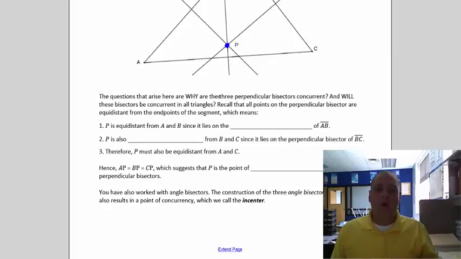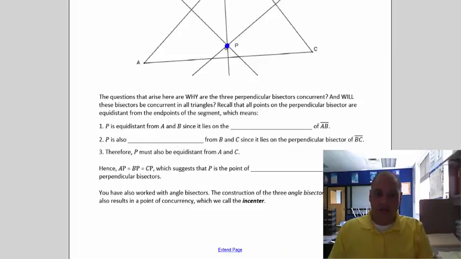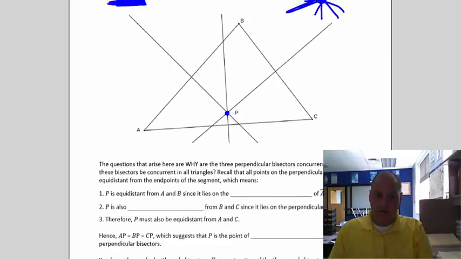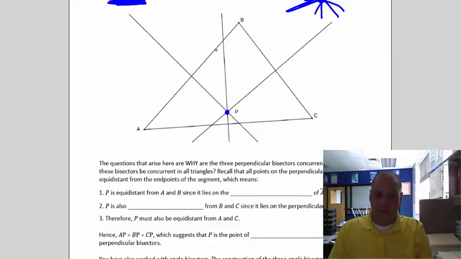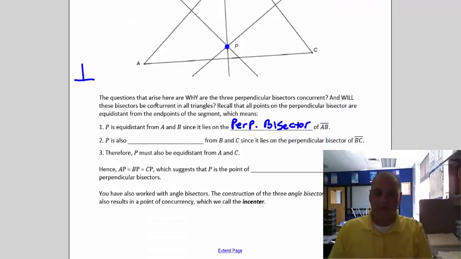All right. Recall that all points on the perpendicular bisector are equidistant from the endpoints. We talked about equidistance in our last video. So P is equidistant from A and B since it lies on the perpendicular bisector of AB. P is equidistant from A and B because it lies on the perpendicular bisector. And you could make the symbol for perpendicular, like an upside down T. So you could do that too.